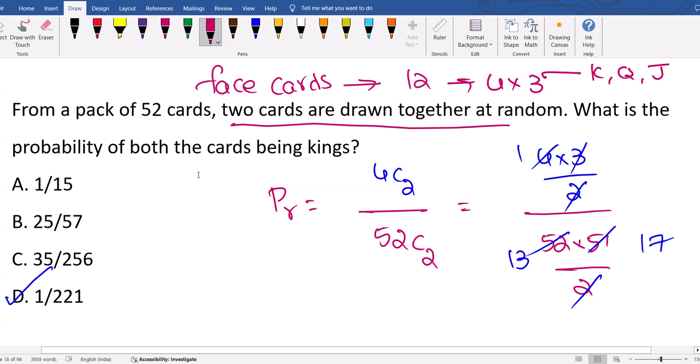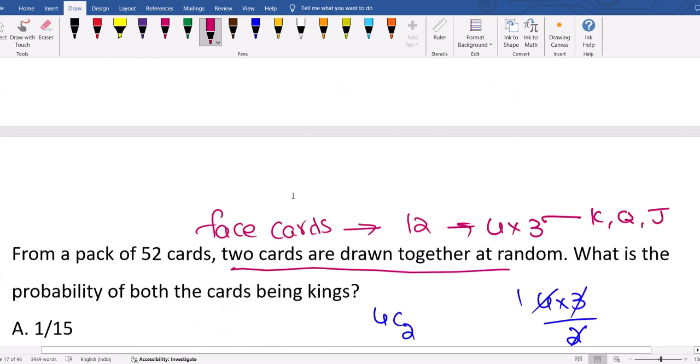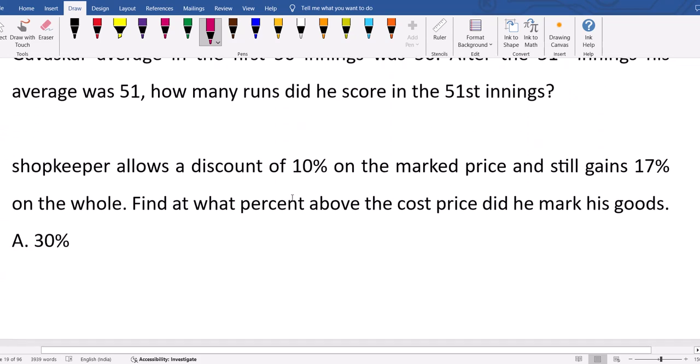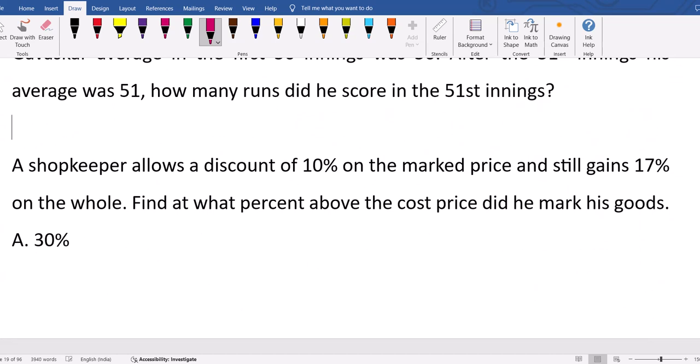That was permutation and combination, the previous question. This is probability, and that employees related question is regarding ratios. Profit and loss also, so I'll just show this question. Profit and loss related.